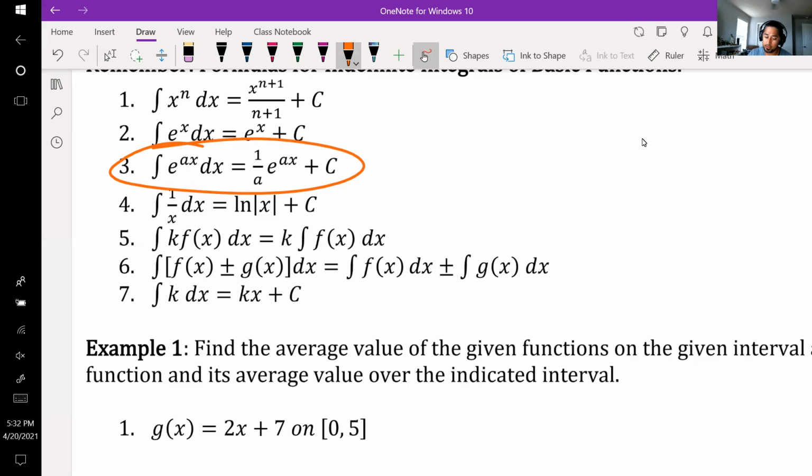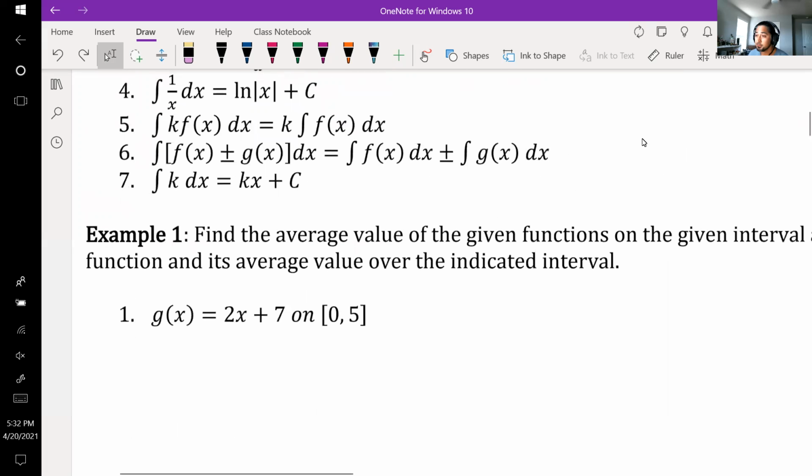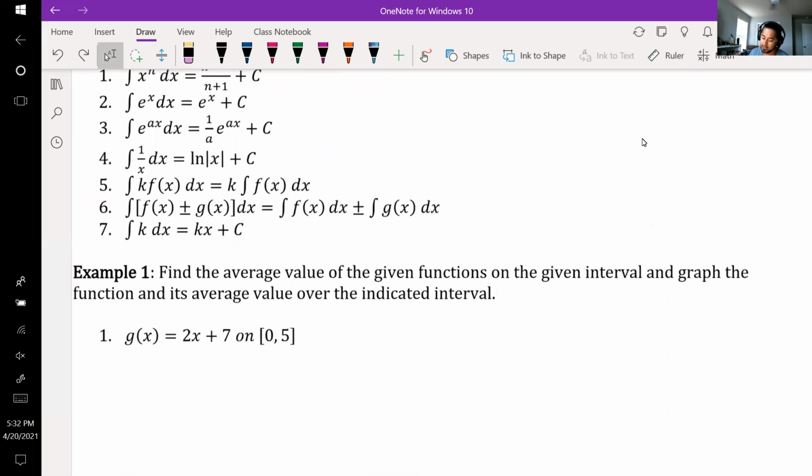Okay, so let's go ahead and start working the examples. Okay, number 1. Find the average value of the given functions on the given interval and graph the function and its average value over the indicated interval. So we're going to find the antiderivative, evaluate it, and then we're going to graph it.